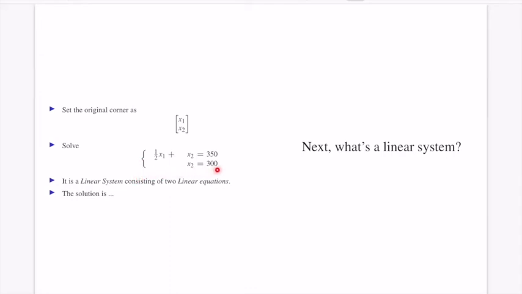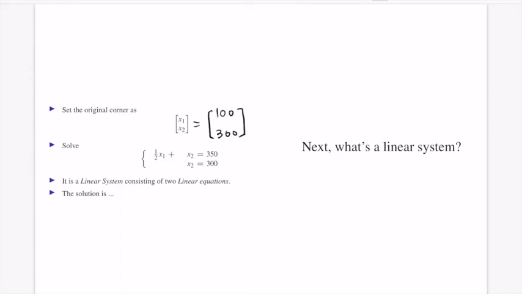This is not a hard problem, but it leads to our concept or definition of linear system and linear equations. For this toy problem, it leads to a linear system of two linear equations, which can be explained in the next lecture. I'm going to skip the detailed computation, but the solution is x2 is simply 300 and x1 is 100.